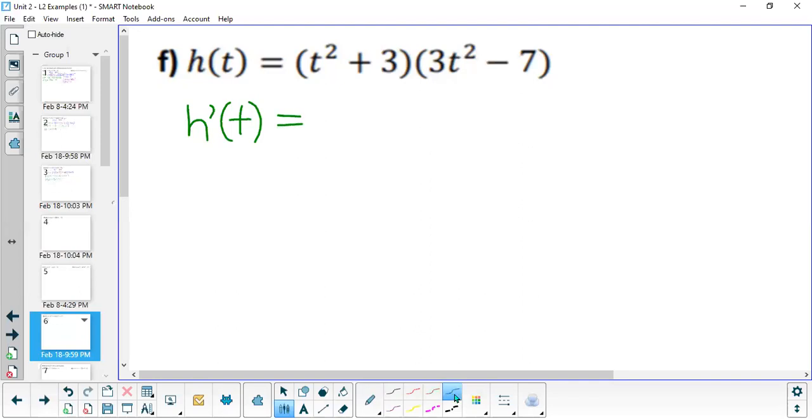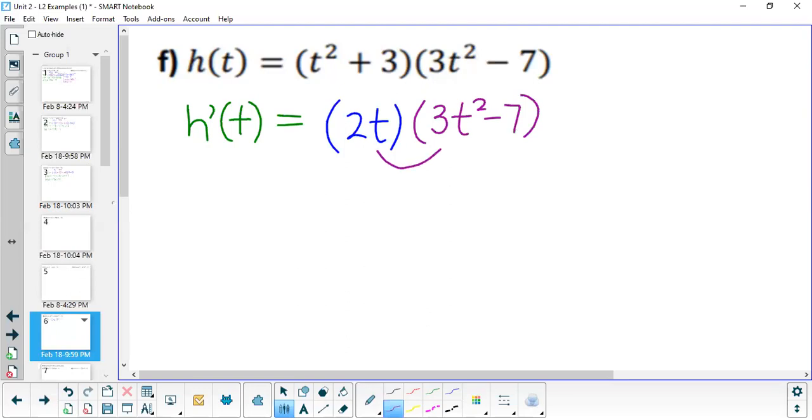So I'm going to take my derivative of the first function, quite simple, 2t. I'm going to multiply that by the original second function, 3t squared minus 7. And that will require the distributive property. Separate that by an addition sign, and don't confuse that when you do the quotient rule. You always want to think product rule is a sum, quotient rule is a difference.